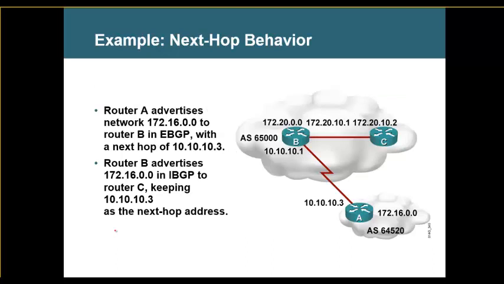You see an example. If you have any confusion about what I said in the previous slide, that will be fixed here now. Router A is advertising the network 172.16.0.0. Router B is learning it. What will be the next hop address? 10.10.10.3. Why? Because that is the address with which B is forming a neighbor with A. They are not using loopback.